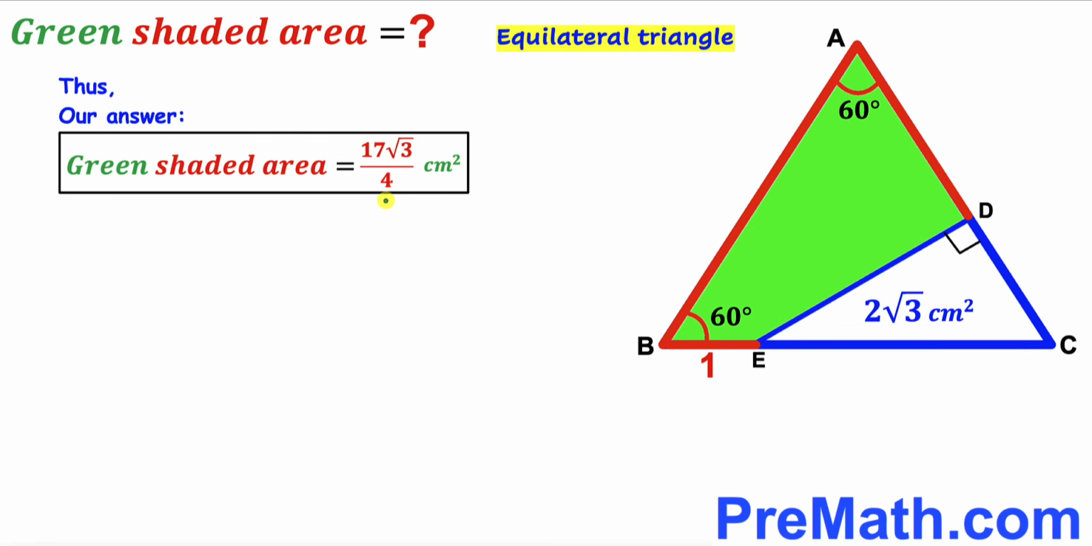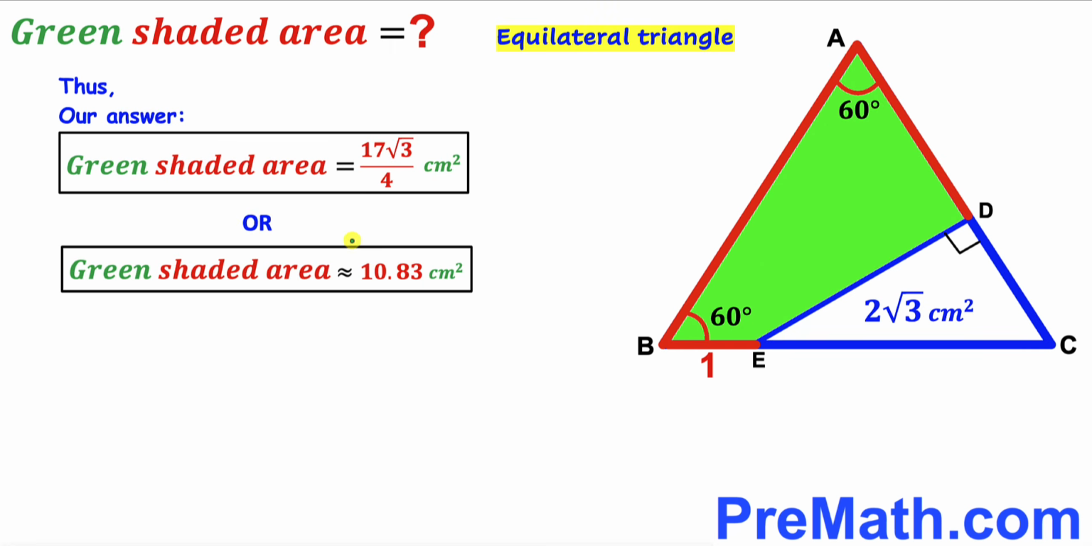So thus after all the calculations and manipulations, the area of this green shaded region turns out to be 17 times the square root of 3 divided by 4 centimeters squared. And that's going to be approximately equal to 10.83 centimeters squared as well. So therefore the area of this green shaded region turns out to be 17 times the square root of 3 divided by 4 centimeters squared. And that's our final answer.